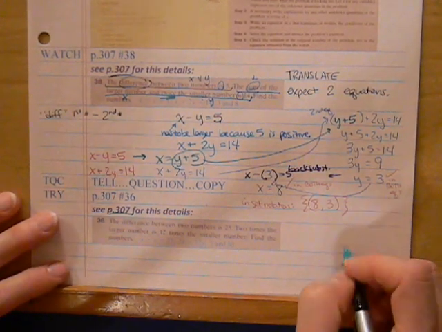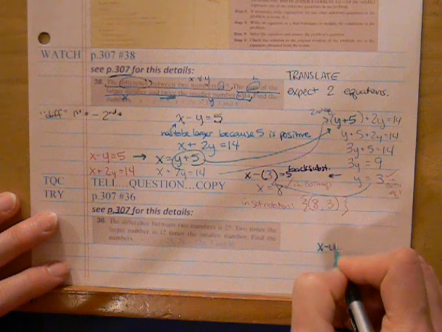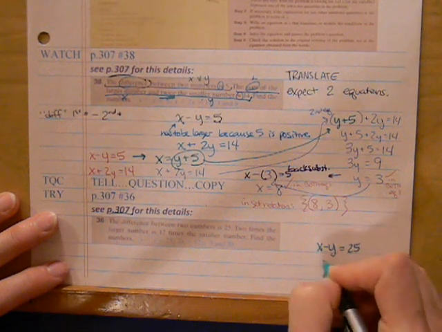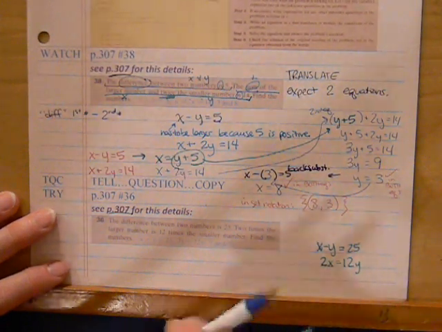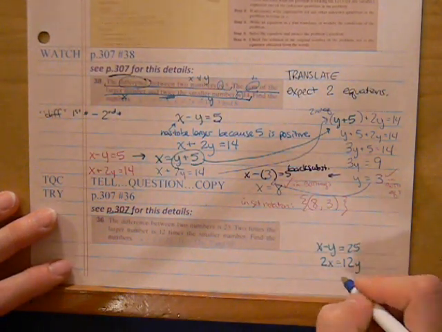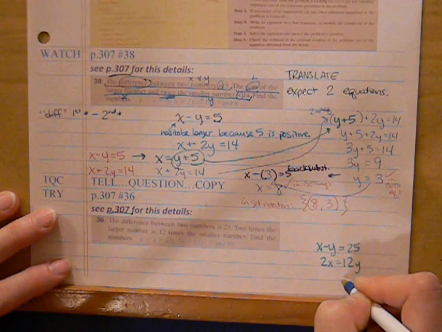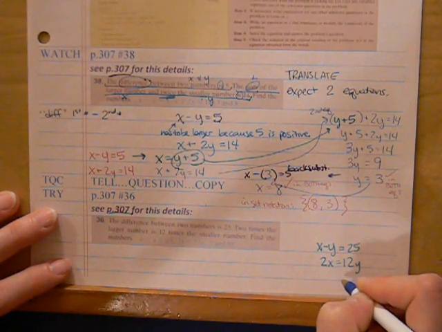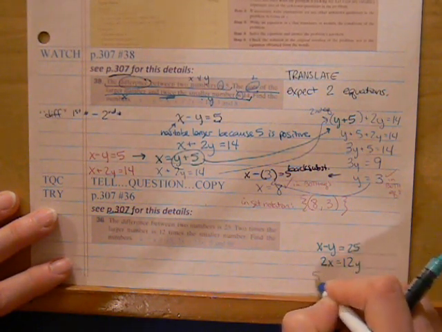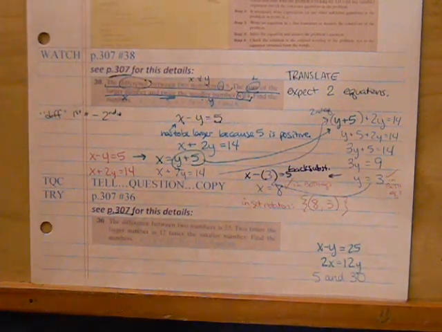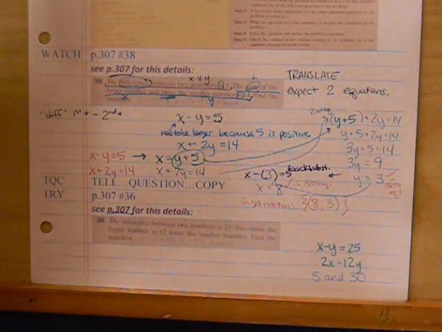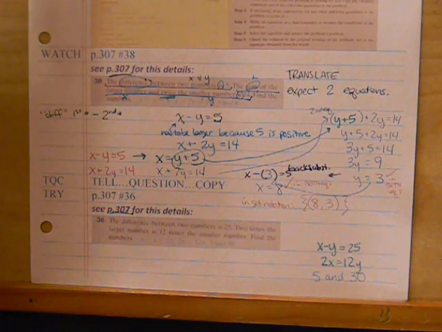In the end though, and this is where you want to pause until you've worked the problem, in the end you should get the system translating to x minus y equals 25, 2x is equal to 12y, and then the solution that you get is 5 and 30 are the two numbers, where 30 is x and y is 5.